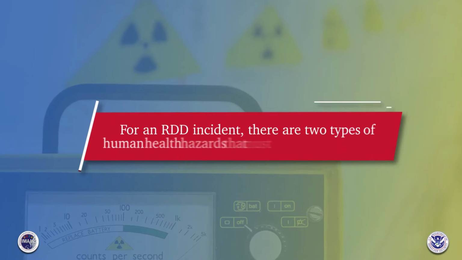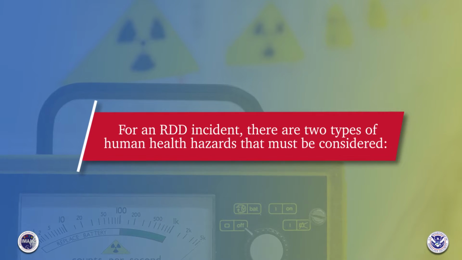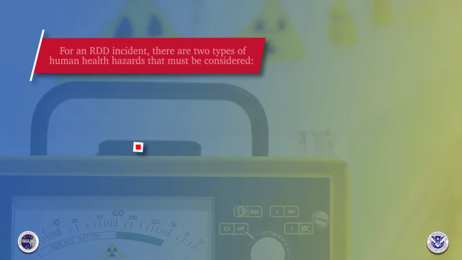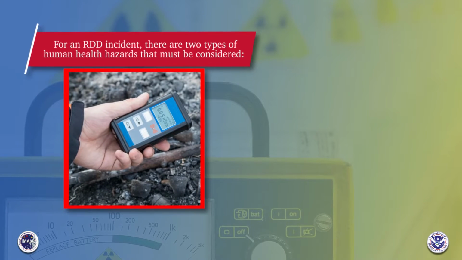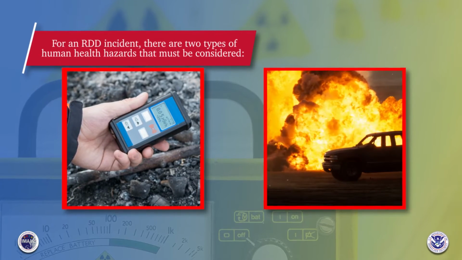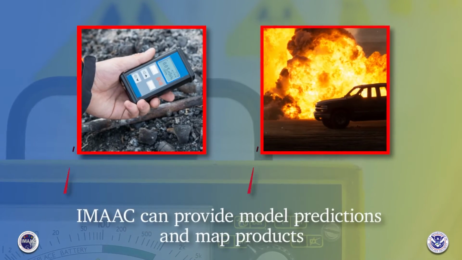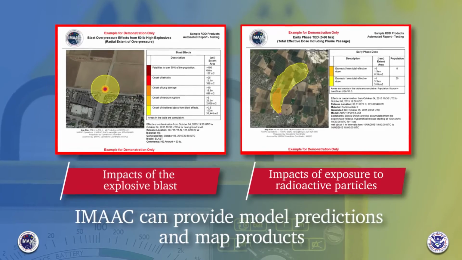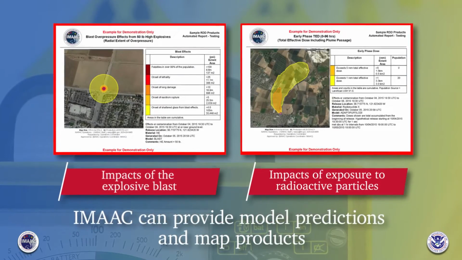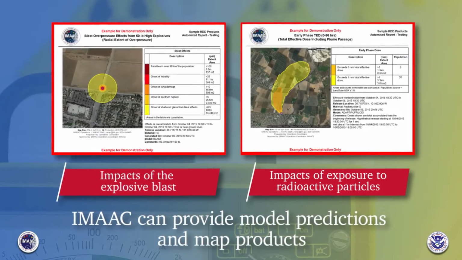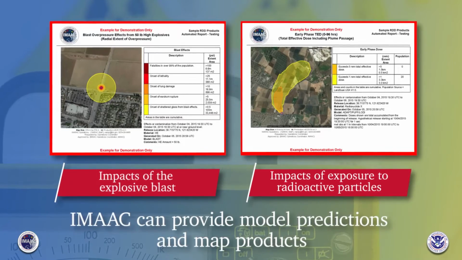For an RDD incident, there are two types of human health hazards that must be considered: the health impacts of the radioactive material released and the hazards from the explosive blast itself. IMAAC can provide model predictions and model products showing both the impacts of the explosive overpressure from the blast and the impacts of human exposure to airborne and ground-deposited radioactive particles.